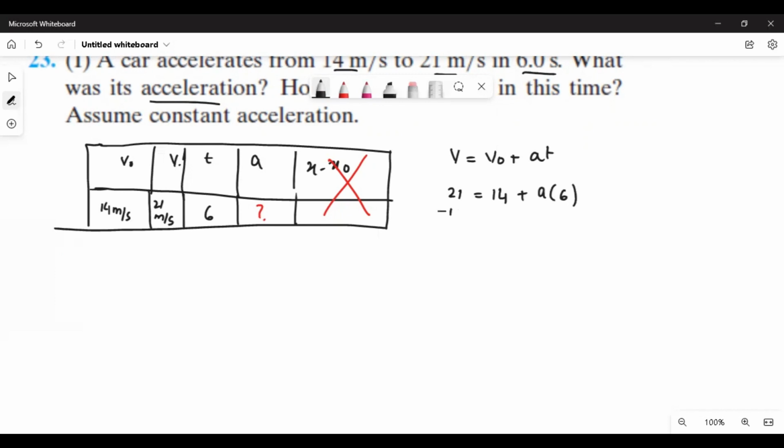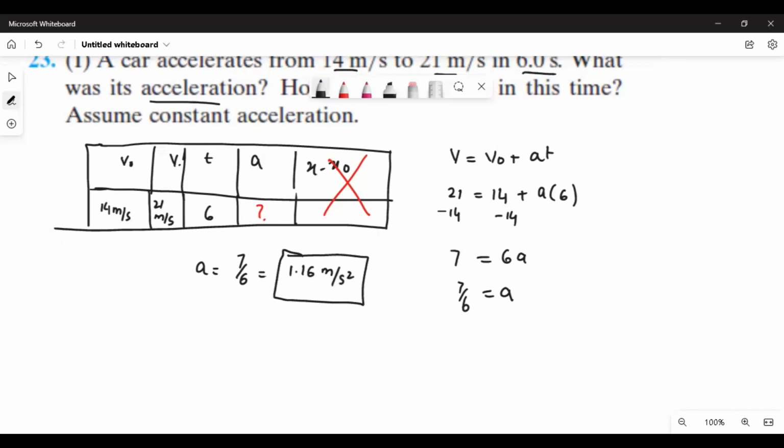Now the first step is I will subtract 14 from both sides. So 21 minus 14, 7, is equal to 6a. So I got 7 over 6 is equal to a. So finally my answer is 7 over 6, which will be 1.16 meters per second squared. So this is the final answer for that one. This is how we can continue with this one.